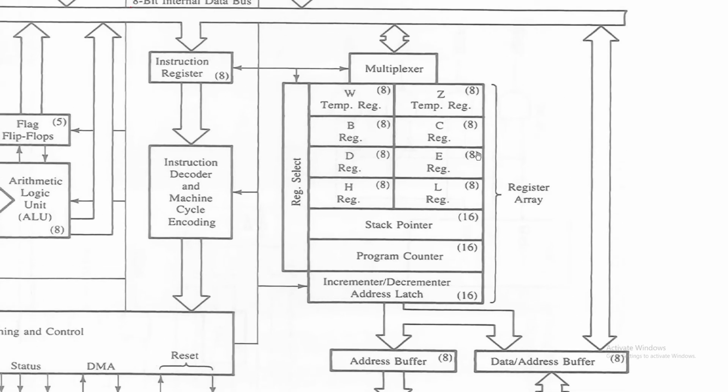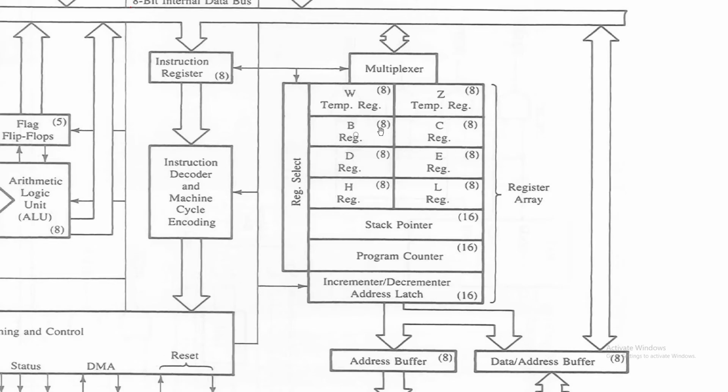Then we have special registers used for operations. There are 2 temporary registers given to the 8085 for its own use, that is W and Z. They are not accessible by the programmer. But apart from this, the programmer can access B and C, D and E, H and L.